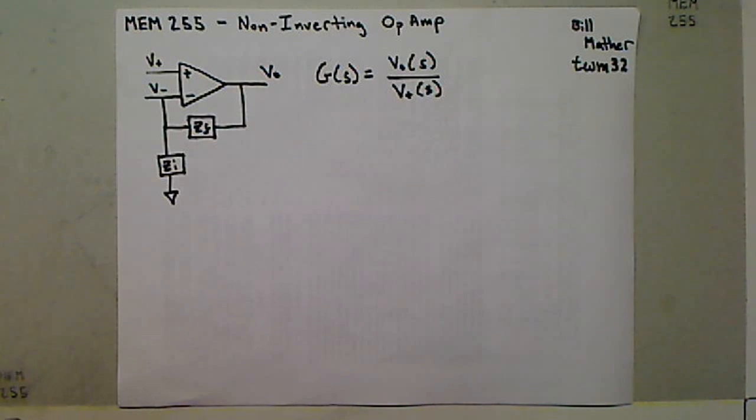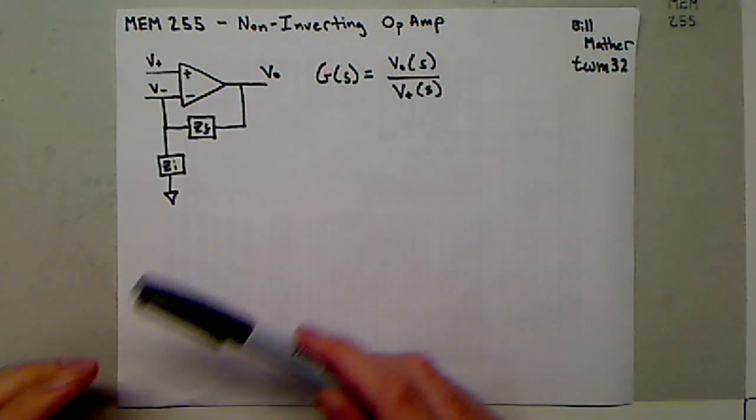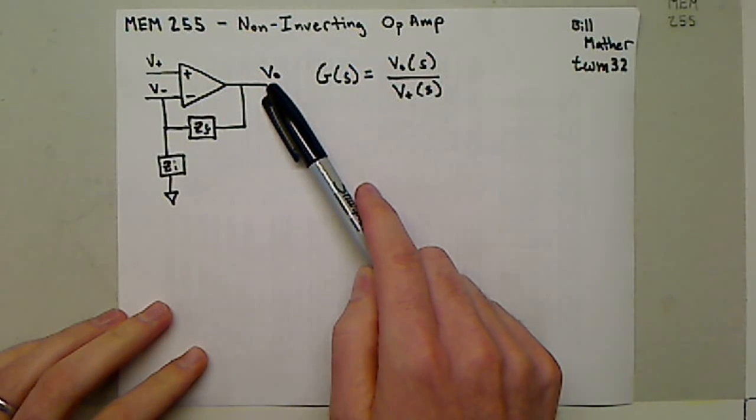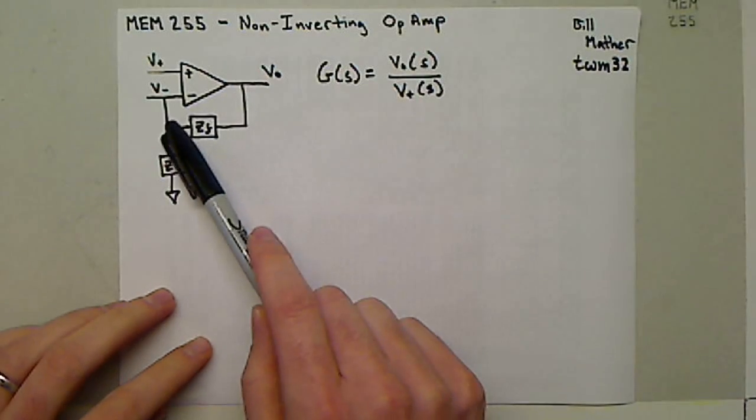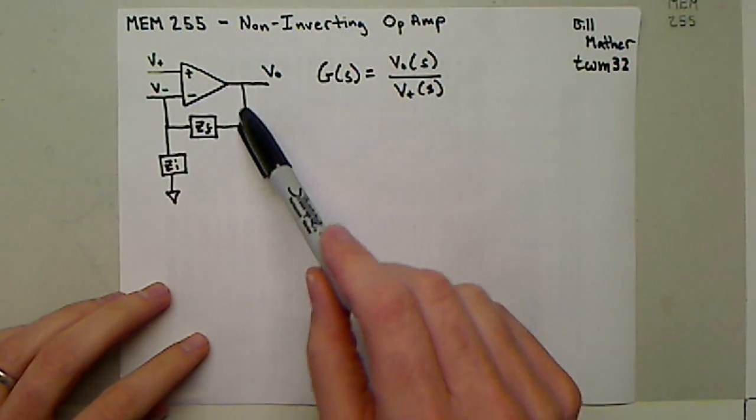I'm not going to assume anything about the op-amp. I'm going to assume the op-amp just has a large gain A that's much greater than 1. And then I'm going to try to derive the relationship between V out with respect to V plus, which I'm going to assume is the input. I'm going to tie the op-amp in the non-inverting orientation, which is this.